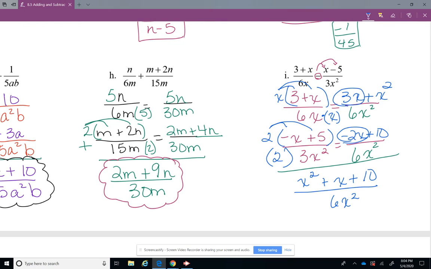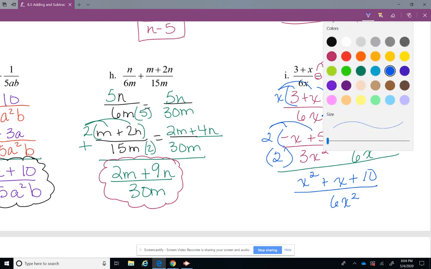Now, normally I would try to factor out the x squared plus x plus 10, but I know there's not two numbers that when multiplied, I'll get 10, and when combined, I'll get 1. So I know it can't factor anymore. So that is my answer.